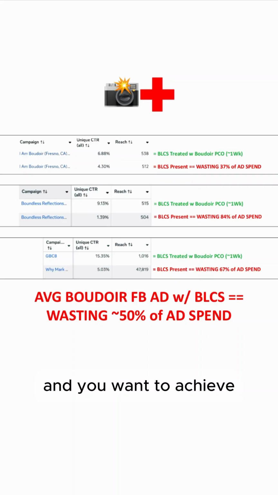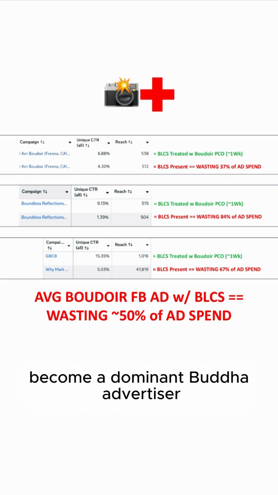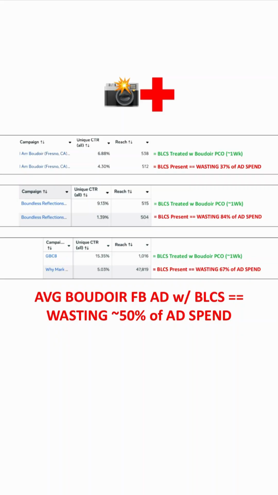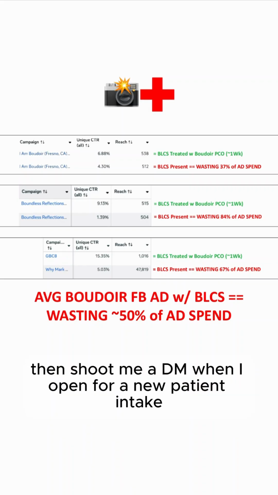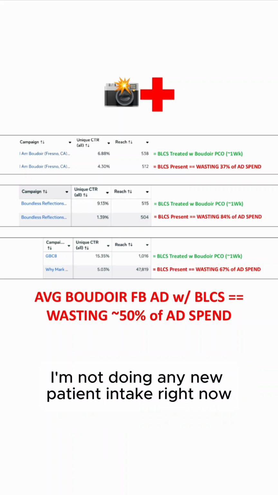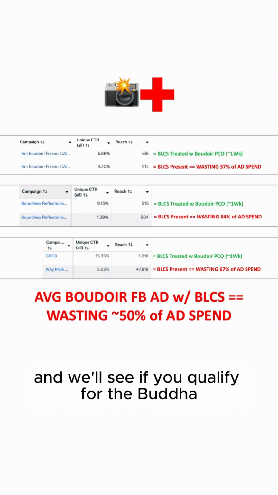And you want to achieve pre-click alignment in your Boudoir Facebook ads, become a dominant Boudoir advertiser, and achieve Boudoir brain entry boost, because you need that on your path to become the number one boudoir photographer in your city. Then shoot me a DM when I open for new patient intake. My DMs are closed right now. Yeah, not doing any new patient intake right now, but when I do open it, shoot me a DM and we'll see if you qualify for the Boudoir Pico treatment.